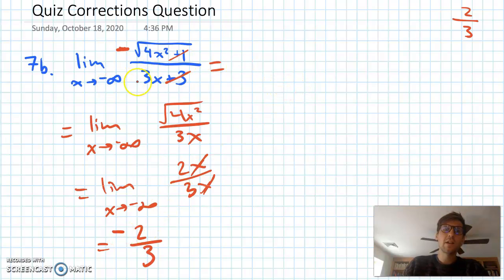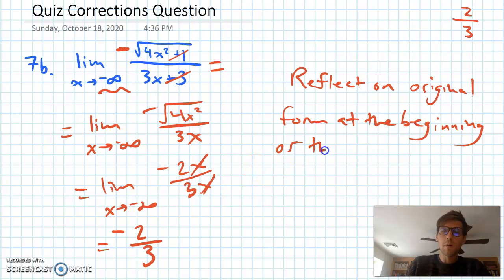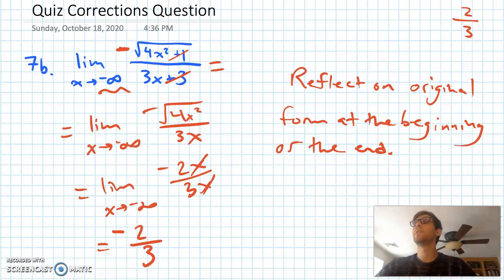So we need to sometimes, especially if it's approaching this negative infinity, reflect on the original form at the beginning or the end of the problem. So either you could have just added this negative here and brought it all the way down to get that, or you could have reflected at the end to do that. People have different preferences. I don't think one is necessarily better than the other.